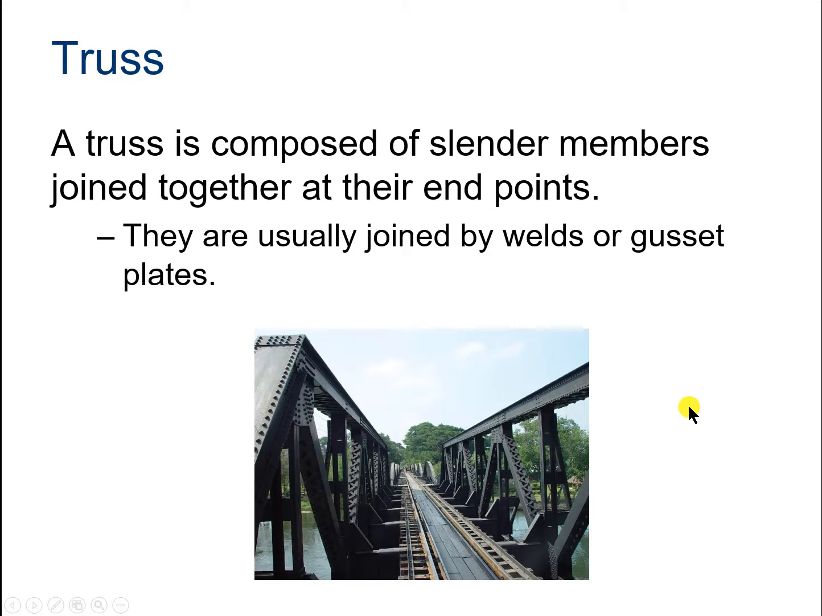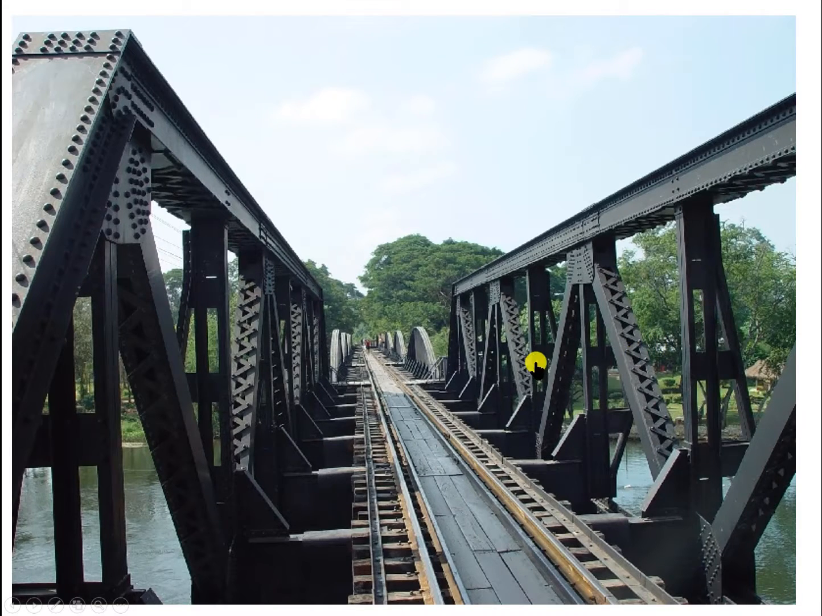So a truss is something you're probably familiar with. A truss is composed of slender members joined together at their endpoints, and they're usually joined by welds or gusset plates. So that picture on the previous slide enlarged shows that we have these members here. They can be fairly complex, as you can see, or they can be more simple. And the gusset plates here bring together at a point the various members. For example, this one and this one, and then this one, and this one.